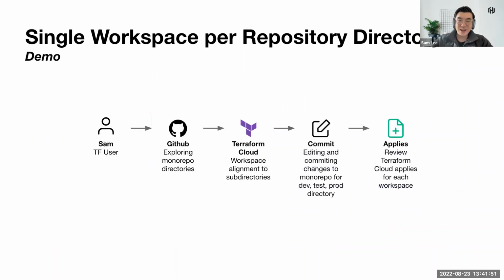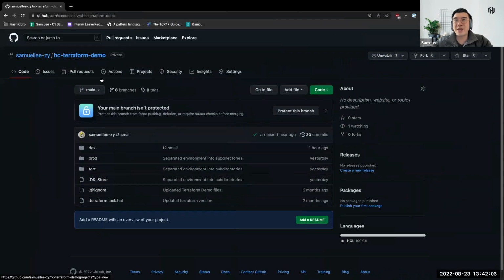So, second demo for the day, we're going to explore how Terraform workspaces are aligned to those environment subdirectories in the GitHub repo. I'll show you what happens when we make a pull request on the subdirectory to enable those remote operations on Terraform Cloud as well. So moving back into my GitHub, this time we have a separate repo. I call it HashiCorp Terraform demo. We can then see our dev, our prod, and our test environments.